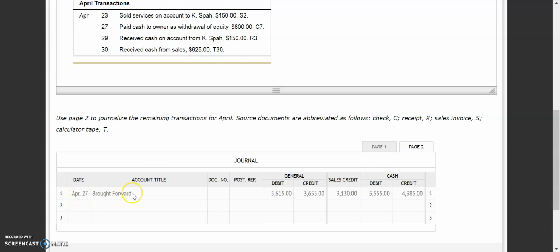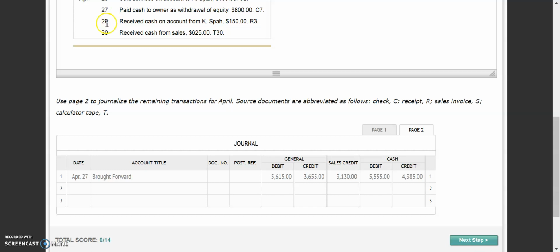The words are brought forward. Since we carried them forward on the last page, this is the brought forward. And then those are just the totals that we just found. Okay. So let's continue with our last 2 transactions.